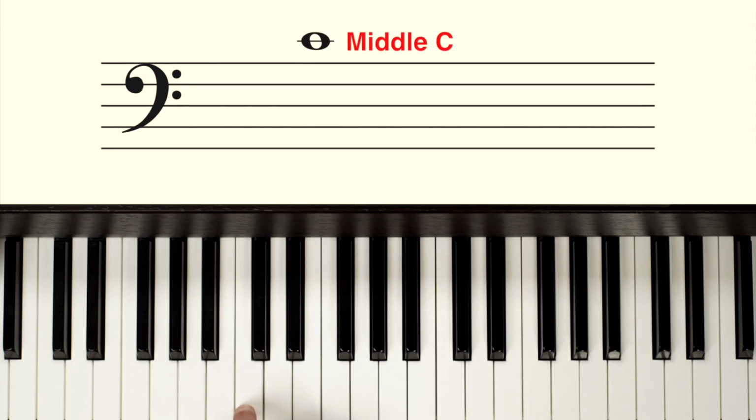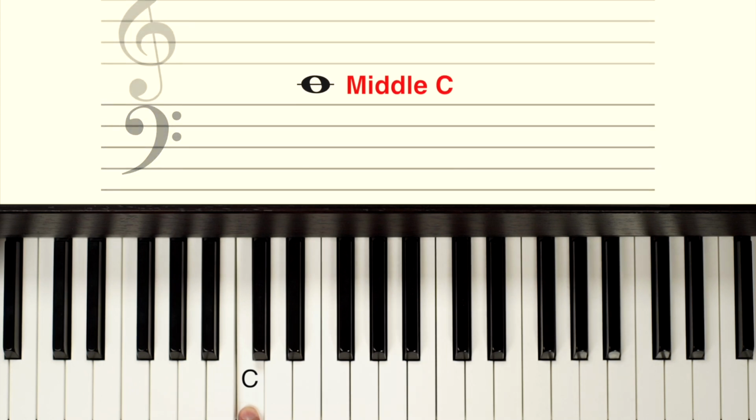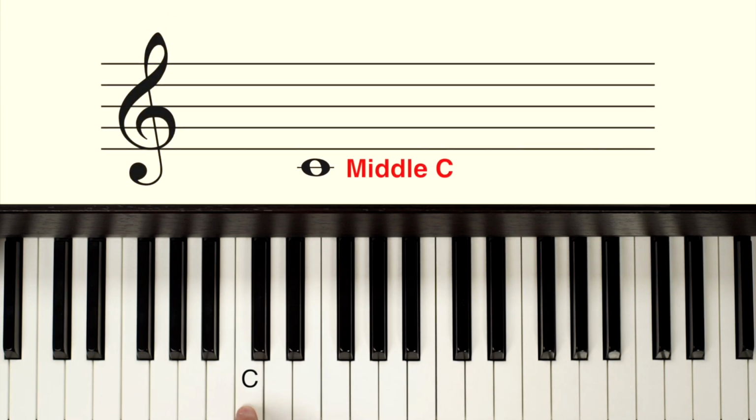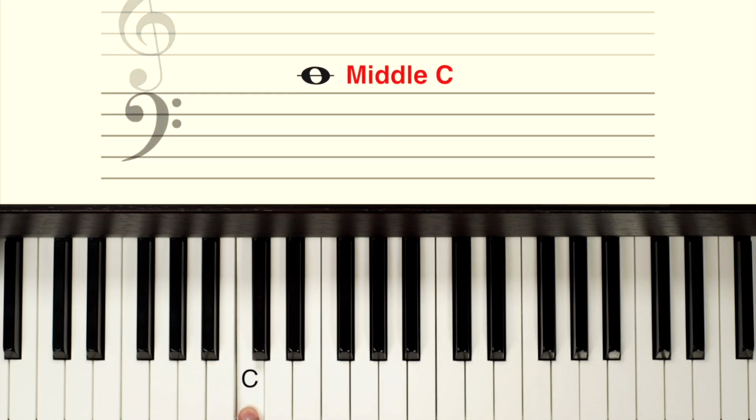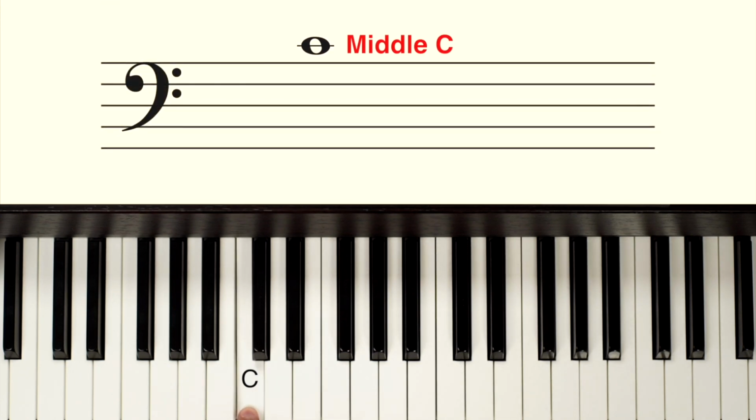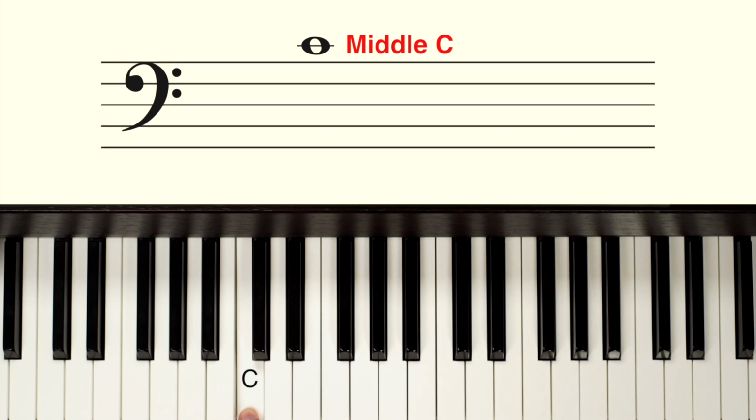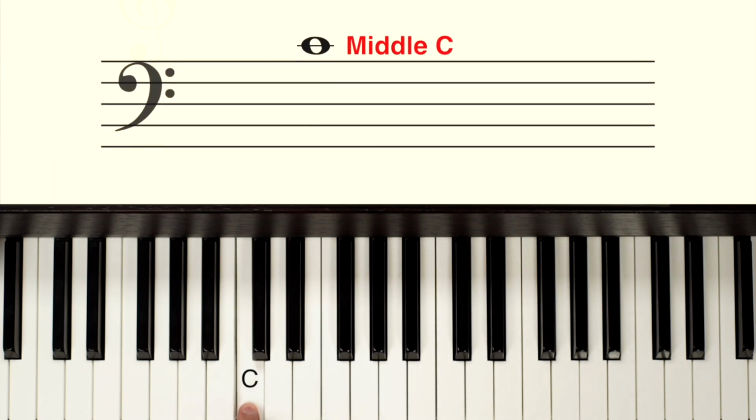Okay, here's middle C again. And you can see how it got its name now. It's exactly in the middle between the treble staff and the bass staff. If we go back to the treble staff, there's middle C on that first ledger line below. And if we go to the bass staff, there's middle C again, this time on the first ledger line above. Middle C and middle C, just 2 different ways of writing the same note.